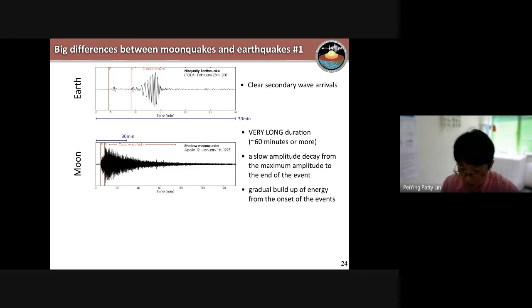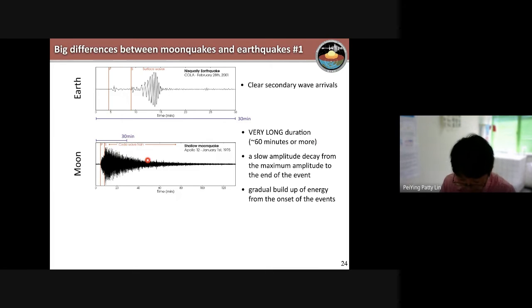Please note, the time axis is actually in a different time span range. Now this is 30 minutes, and in this plot, 30 minutes is here. On the moon, there are special characteristics of the shallow moonquakes. You can see they have a very long duration. It can be 6 minutes. Like in earthquakes? No, we didn't see it.